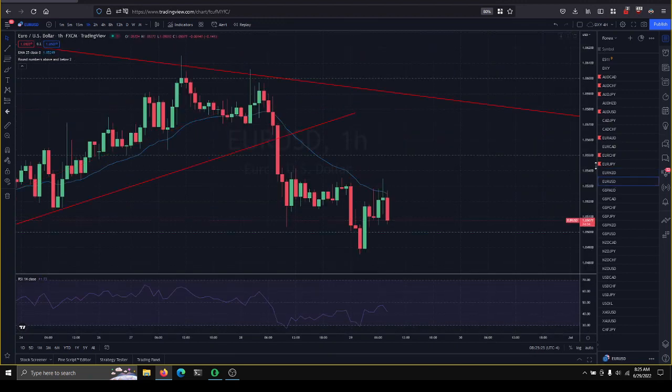Euro USD. Again, I'm going to stay away from this till like 10 o'clock at least. A little messy. We'll see if it can get down here. It could go back up or break, correct, make a new low.